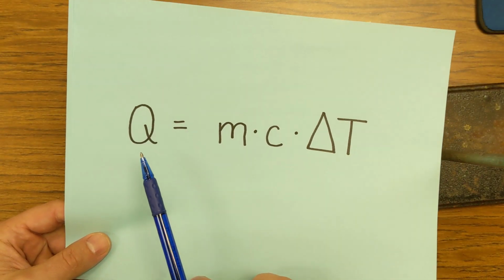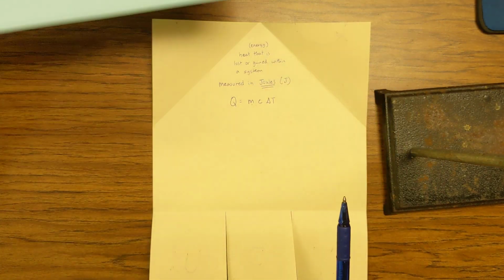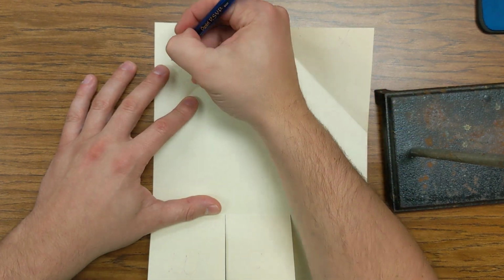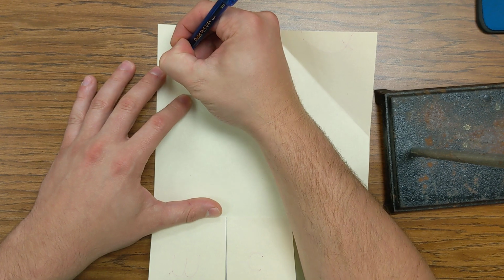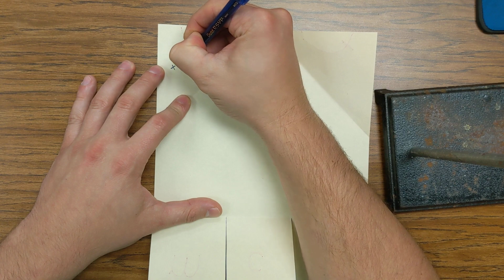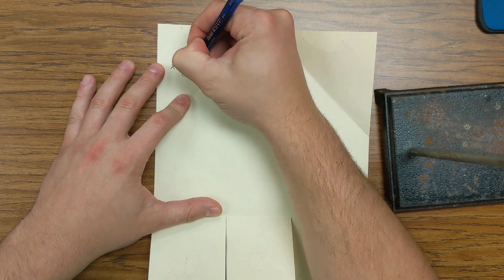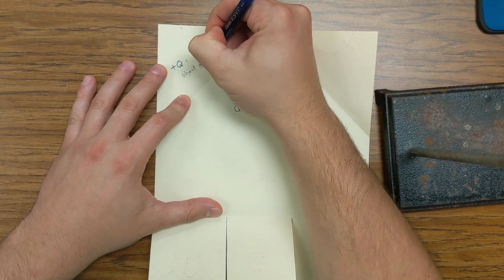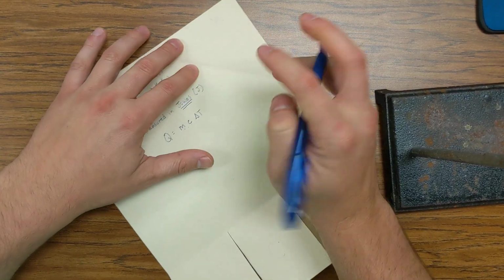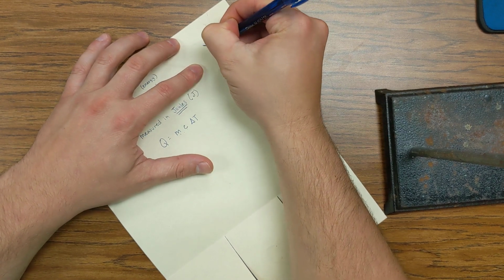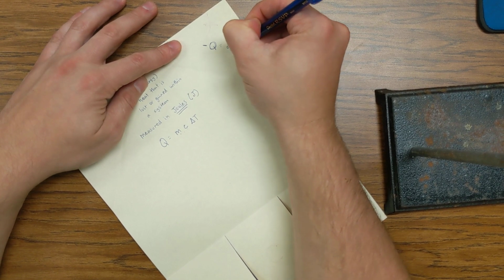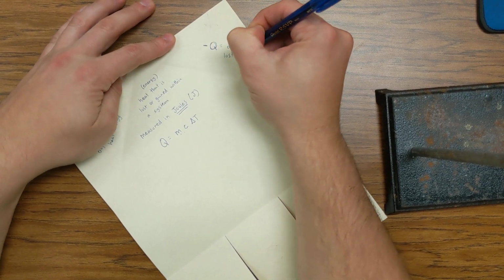But you're not always going to have to solve for Q. You may have to solve for one of these three variables, and that's why we got the flaps on the bottom. Now the other thing I want to add is if you do the math and your answer comes out to be a positive Q, that means that the object in the system gained heat energy. And if you do the math and your Q comes out to be negative, that would indicate the object lost heat energy.